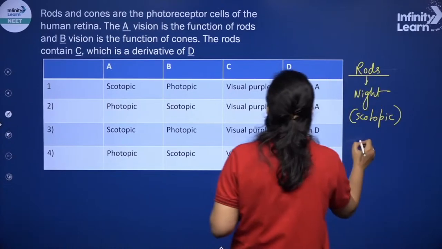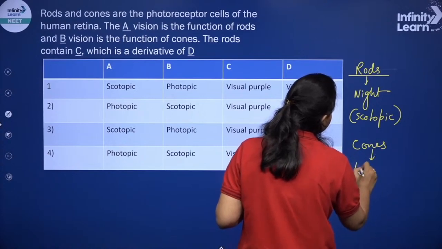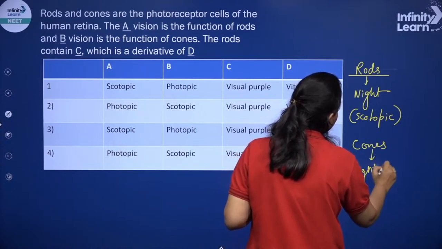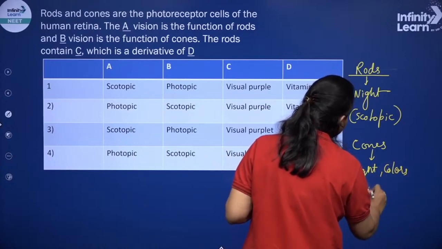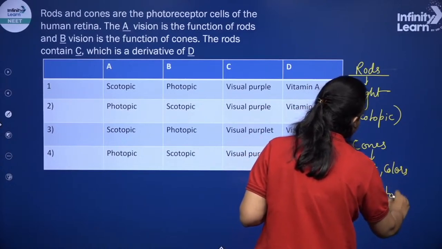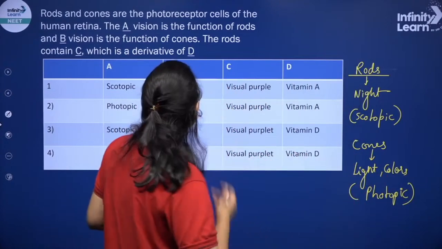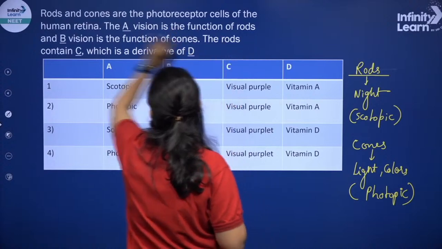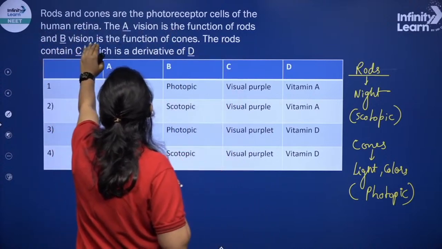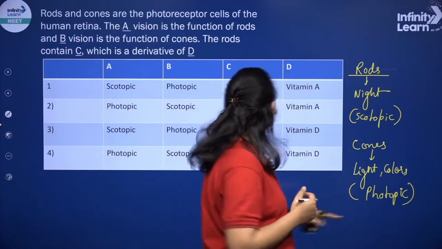And cones are responsible for vision in the light and also for colors. So this will be photopic vision. Scotopic vision is the function of rods, and photopic vision is the function of cones. So it will be photopic vision, right?